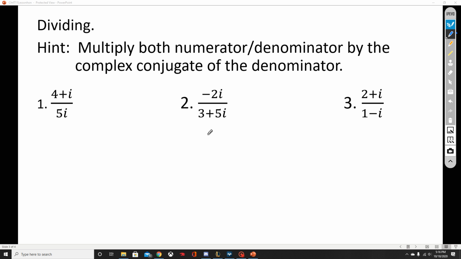All right, let's do number 2. So I need to multiply the numerator and the denominator by the complex conjugate of the denominator, 3 plus 5i. So I'm going to multiply by 3 minus 5i, 3 minus 5i, because that's the complex conjugate. It's going to turn the denominator into a real number. All right, so I'm going to distribute. So I have negative 6i plus 10i squared.